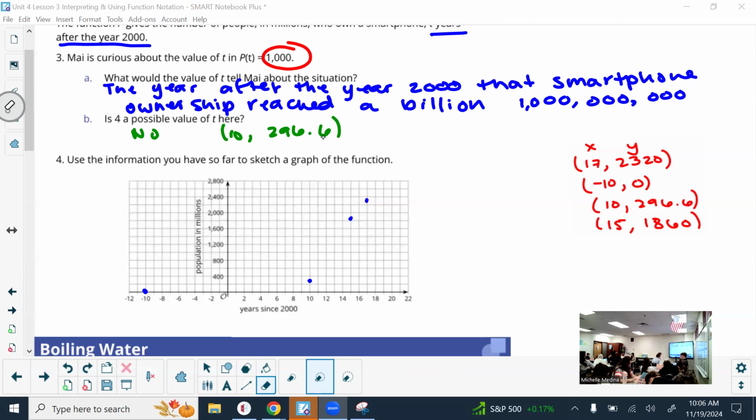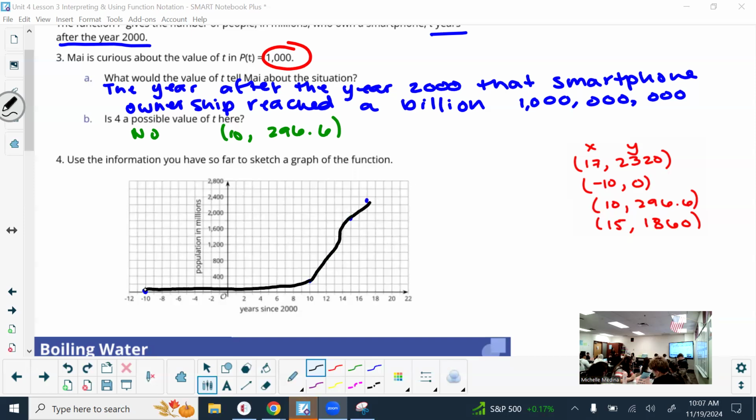We even had it in this situation. So yes, I know you can't have a decimal of a person, but they will often report in millions, 296.6 million people have smartphones. So yes, you can. When that is true for both, then yes, you can connect the dots, because there wasn't ever a moment that either one had to be a whole number. So you can connect it and make a continuous graph. It doesn't have to be perfectly straight, but you can connect them because of those equations.